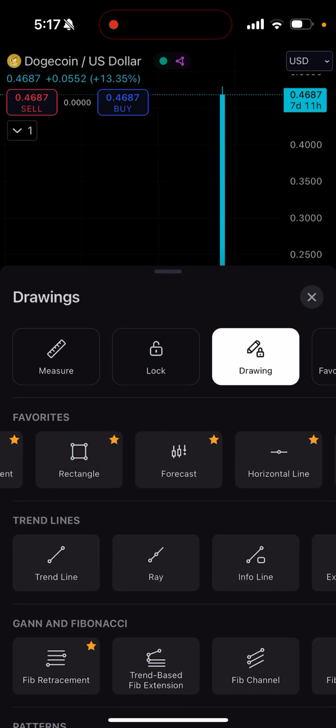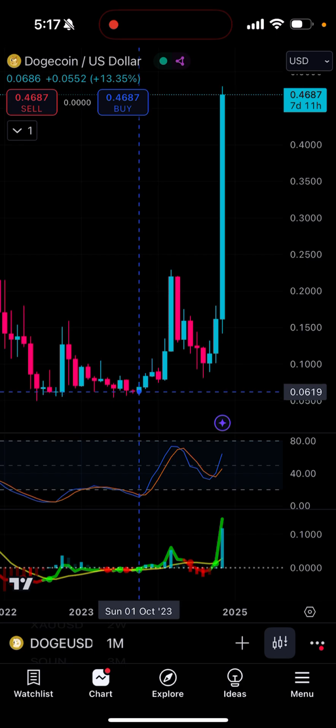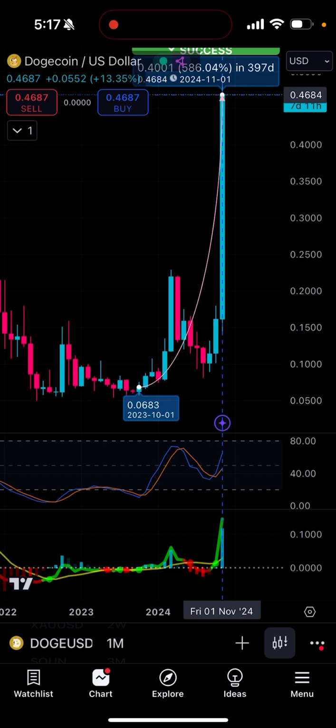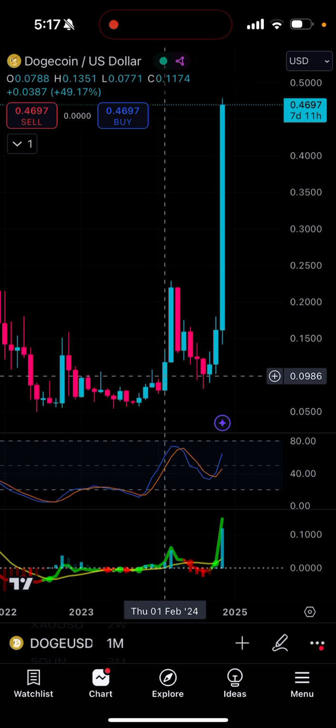Let's do it again for the second time that it gave you a buy. Actually, it was right here. It told you to buy here again at 6 cents. You would have been up another 586%, right? You would have been up the first time like 600%, like a 6x. Second time like a 5.8x.